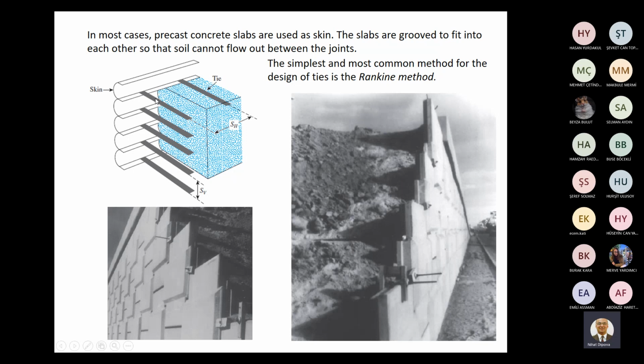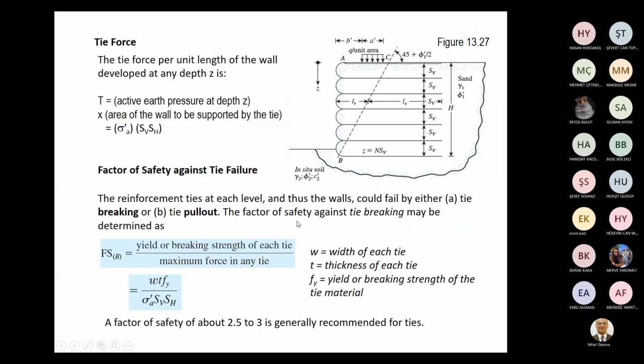The design actually is to locate these ties in three dimensions, in vertical and lateral dimension. So we need to determine tie force. Tie force per unit length. Per unit length means, what does it mean? We are analyzing in two dimensions. Two dimensions solution is made for one slice of this wall. So we will apply 1 meter unit length for one slice.